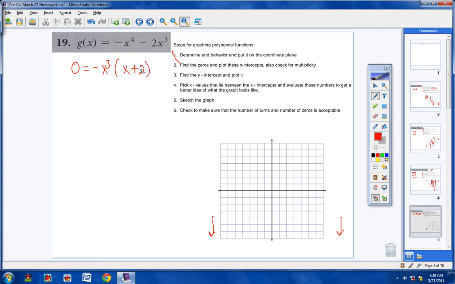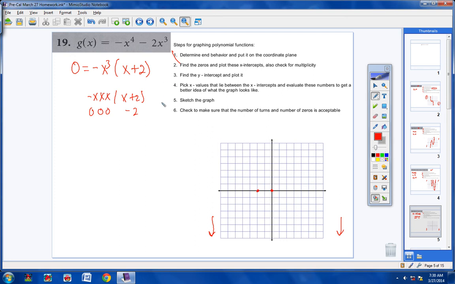Let's make sure that's right. Negative x cubed times x would give me a negative x to the fourth, and negative x cubed times 2 is a negative 2x cubed. So we're doing pretty good there. Now, let's go ahead and find our zeros. Really, I have a negative, then x, x, x, and then x plus 2. So I have 3 zeros, 1, 2, 3, and then 1, negative 2. So my x-intercepts, or my zeros, will be at 0, and then, excuse me, negative 2.